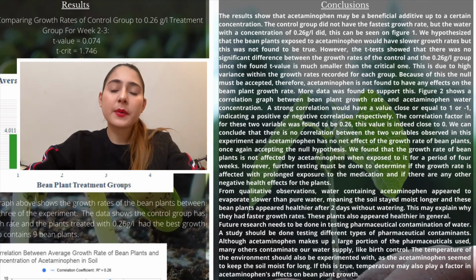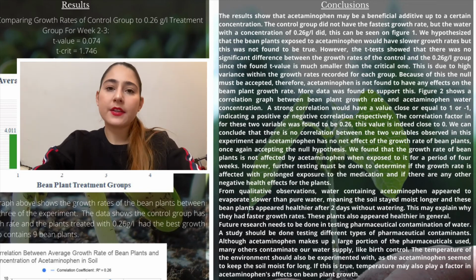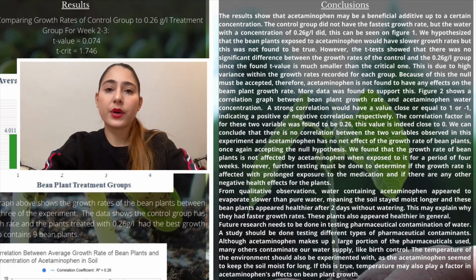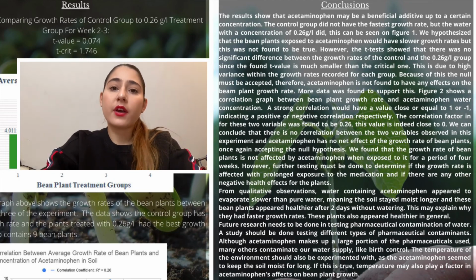Also, we believe that there should be more testing done to figure out what the effects would be if there was a prolonged exposure to acetaminophen, because our experiment was performed only for 4 weeks. We also believe that there should be more testing done where the temperatures are controlled, because at the beginning of our experiment, the temperatures were cooler, and as it progressed, the temperatures began to rise, which caused the water to evaporate quicker, and this might have affected our results. Also, the temperature may have an effect on the plant growth rate, and we cannot assume that this is not a confounding variable because the temperatures did vary during the progress of the experiment.